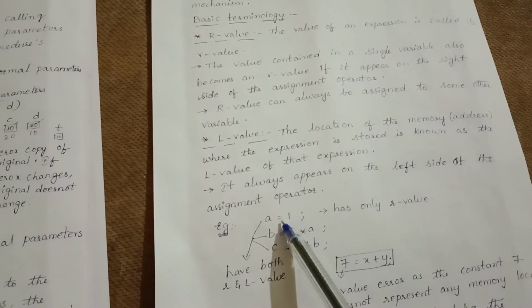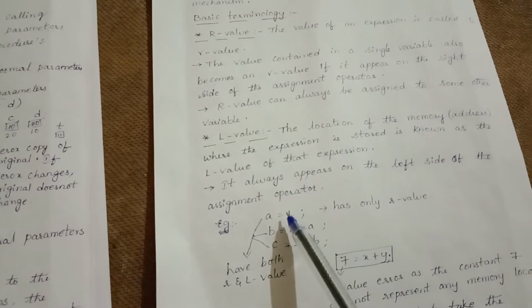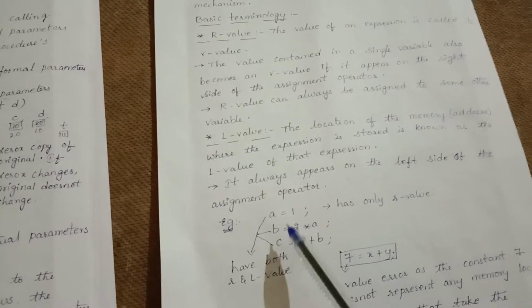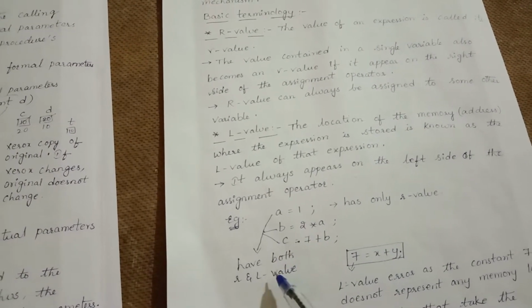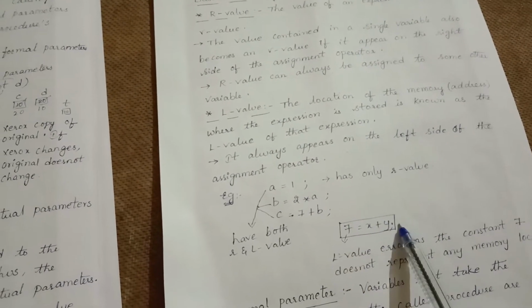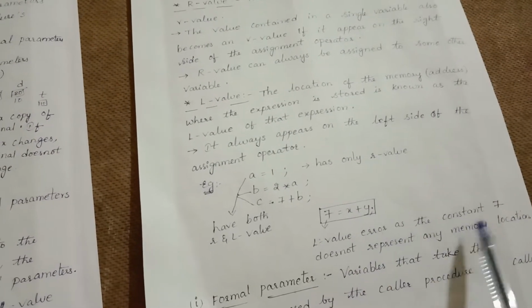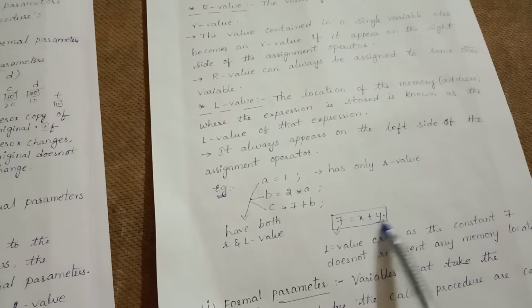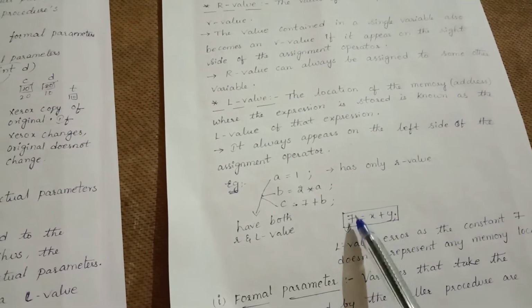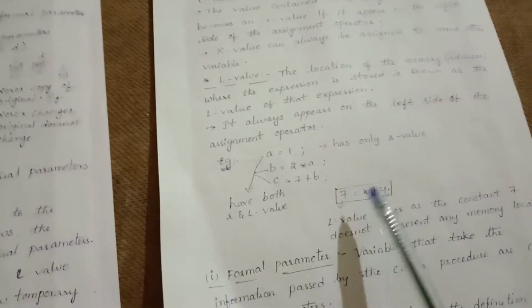For example, consider A = 1, B = 2 * A, C = 7 + B. Here A = 1 has only the R value, but A, B, C have both R and L value. Whereas check this: 7 = X + Y. Here it is an L value error, as the constant 7 does not represent any memory location. The value of X + Y should be stored in some other memory location, but here we are taking the value as 7. So that represents the error.